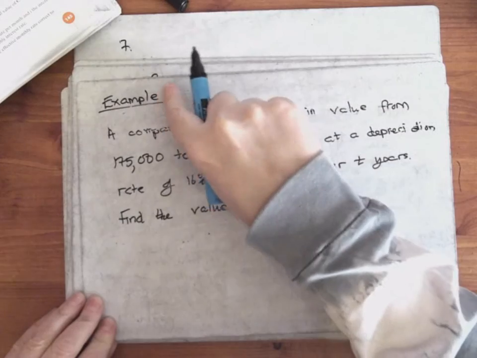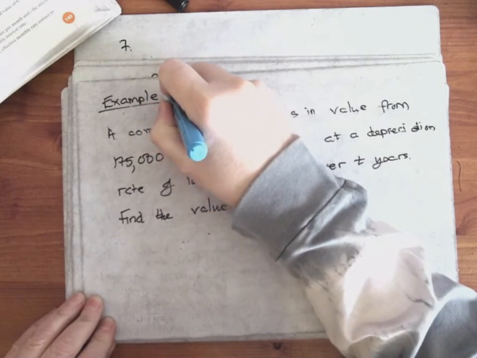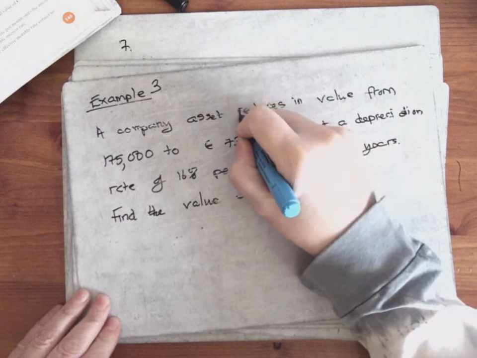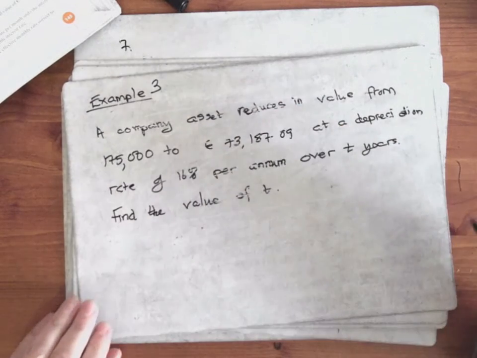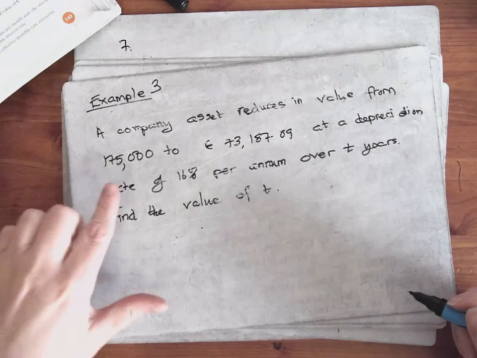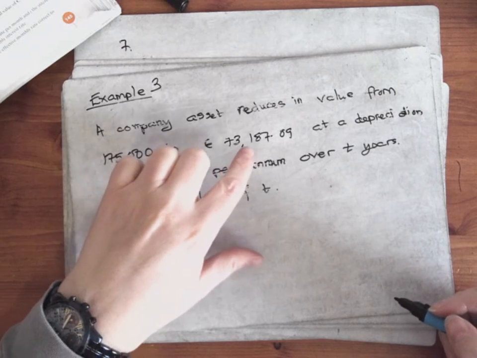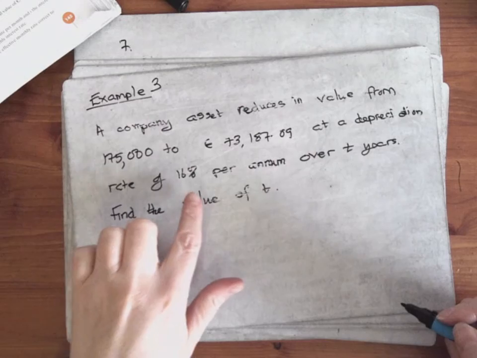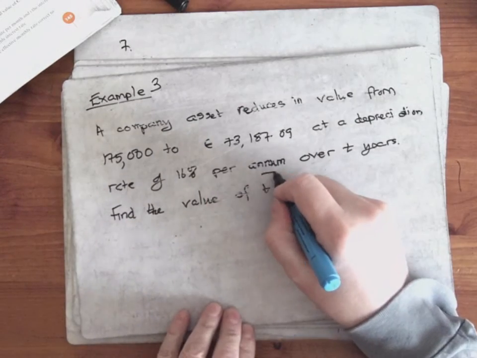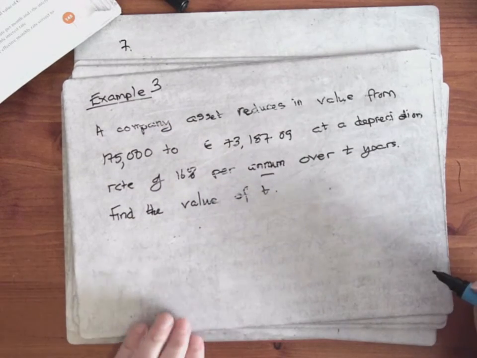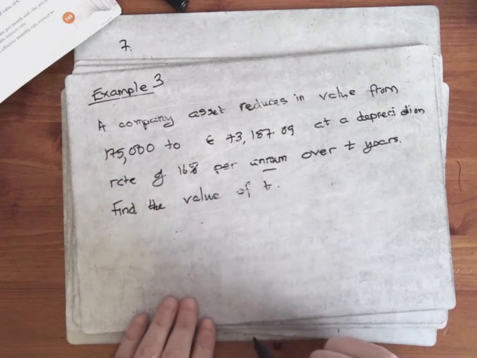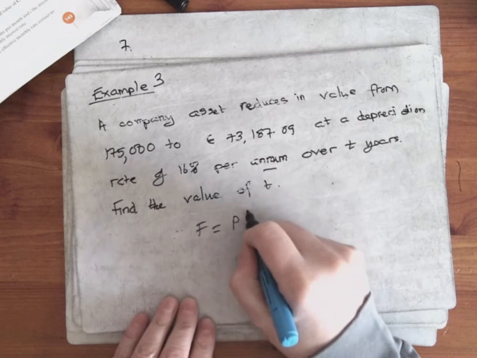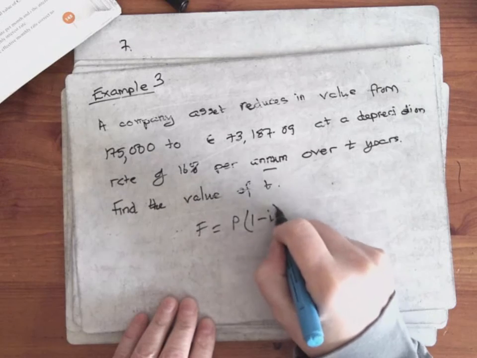Example 3. A company asset reduces in value from 175,000 to 73,187.09 at a depreciation rate of 16% per annum over t years. Find the value of t. So this time I'm missing t. So the final amount is equal to the principal times 1 minus i to the power of t.